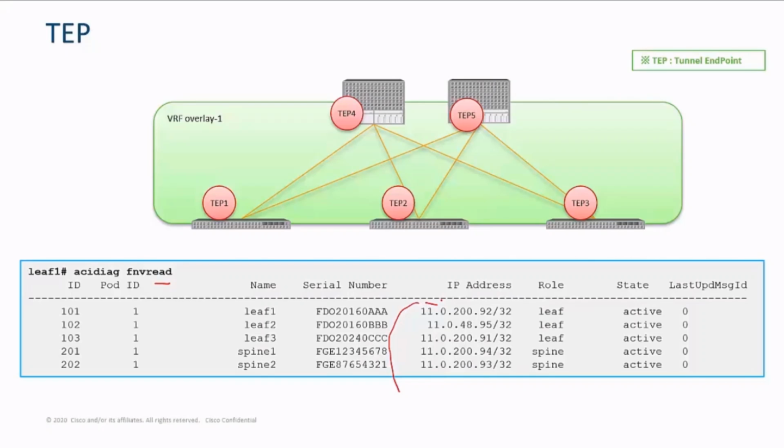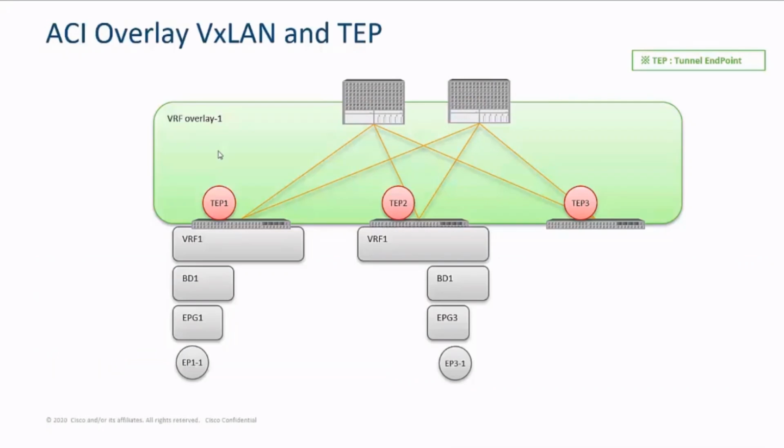So the answer is the TEP IP range comes from when you initially set up your APICs. One of the things you specify when you're going through the initial setup is the TEP IP range. You'll specify the allowed IP range that's going to be used for the TEP IPs. So the big takeaway is every switch in the ACI fabric is going to have a unique IP address referred to as a TEP IP. You'll see how this TEP IP gets used in our upcoming packet walk.